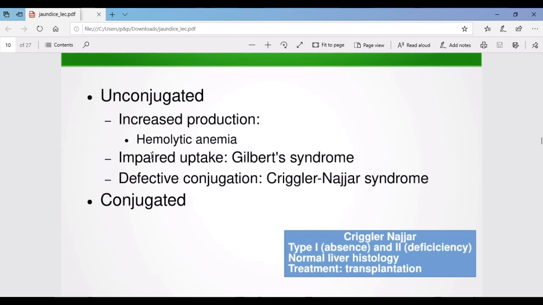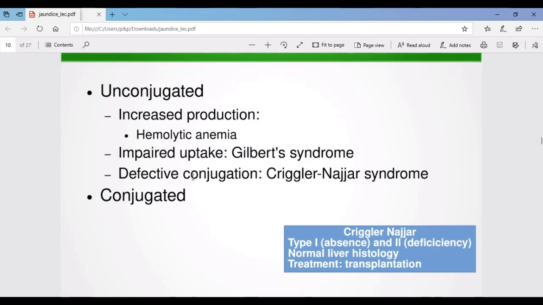So these are the causes for unconjugated hyperbilirubinemia. Either the production is increased, like in hemolytic anemia, or the uptake by the liver is reduced, like in Gilbert syndrome, or the enzyme responsible for conjugation is absent, like in Crigler-Najjar syndrome.